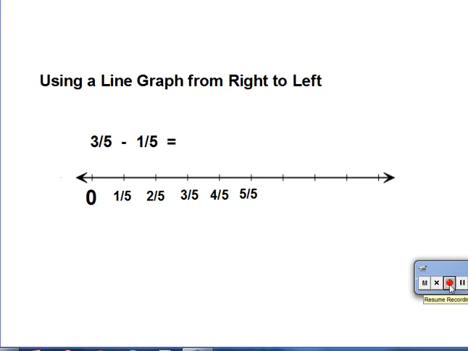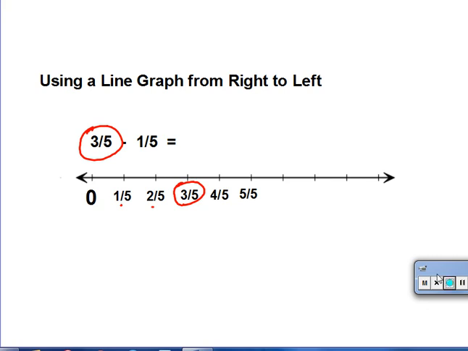You may also subtract fractions using a number line. However, instead of going from left to right, we will now go from right to left. Our first fraction is 3/5. Our first step is to find 3/5 on our diagram. 1/5, 2/5, 3/5. Now we have found 3/5, which is here.